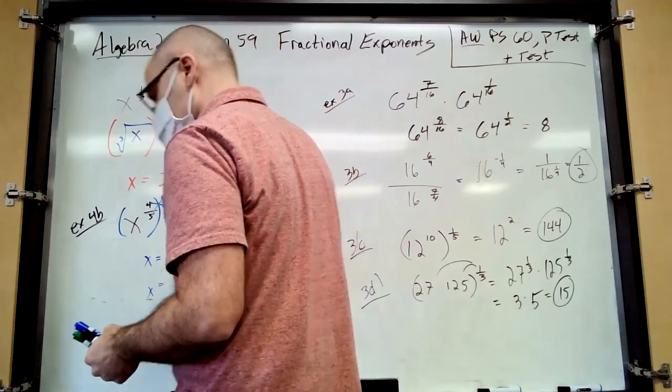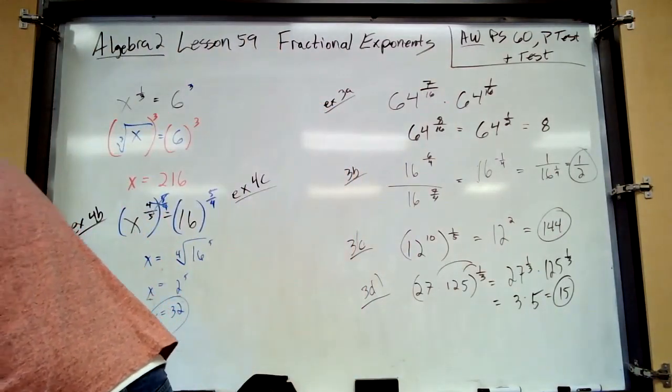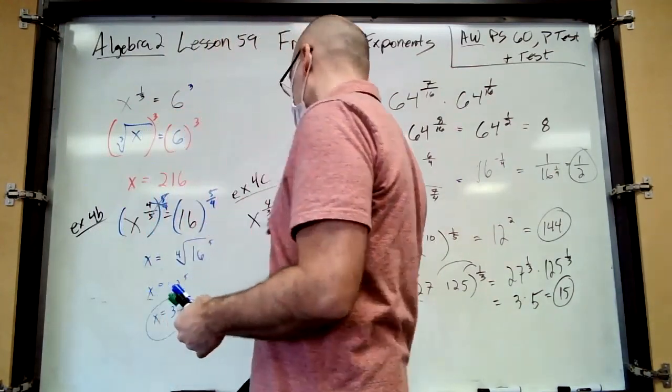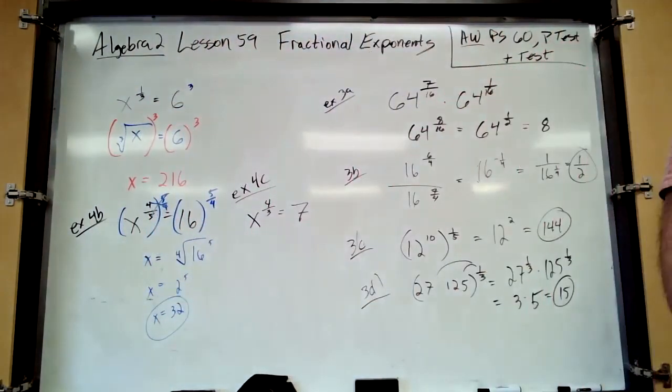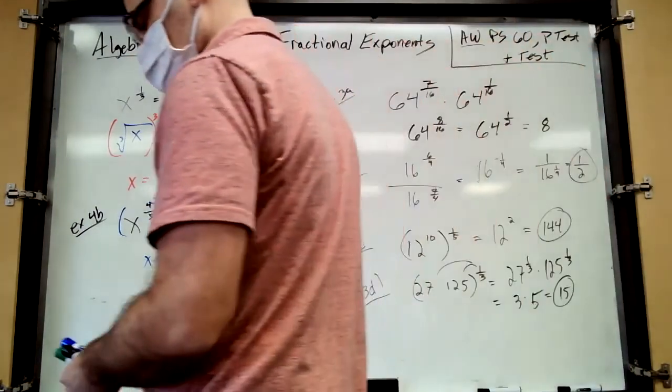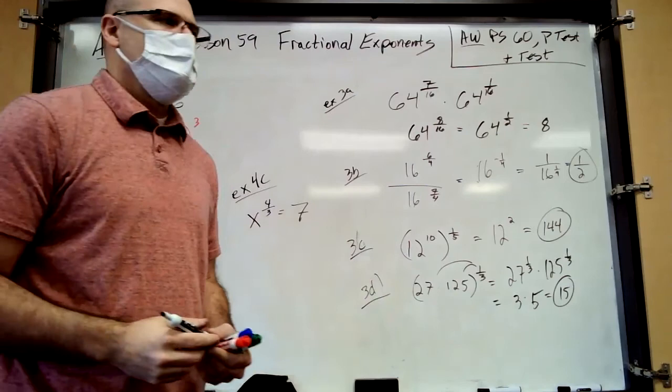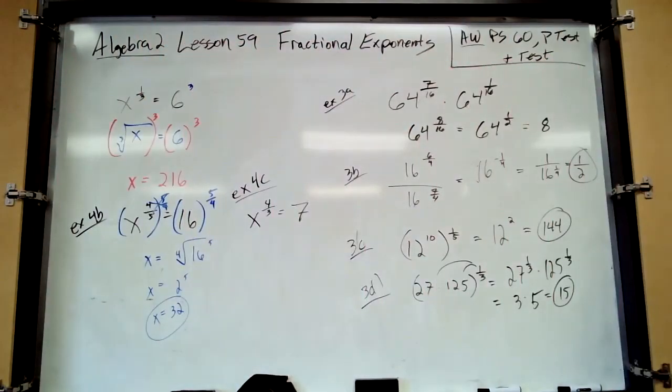So here's 4C. Ready? x to the 4/3 equals 7. Well, this isn't going to be a nice number, is it? No, it's not going to be nice, but you can write it as a radical or you can write it as a fractional exponent. I'm good with either one.